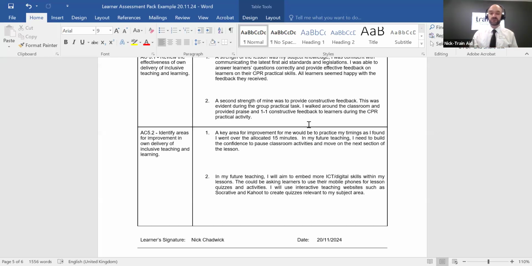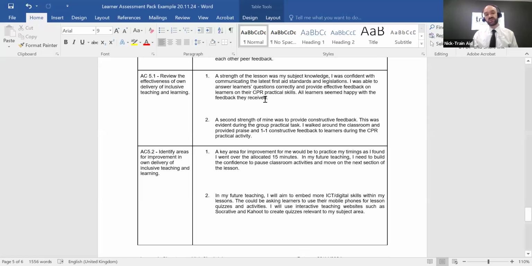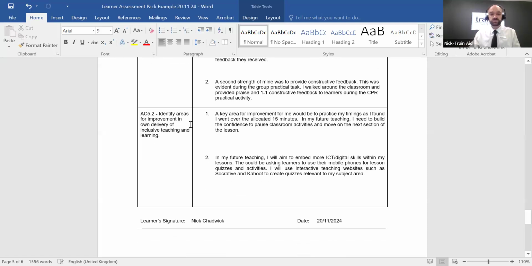So think about your own micro teach and really reflect on two strengths. Once again, try and aim for 3 to 4 lines if you can, that level of detail. So a minimum of 2 strengths if you can.